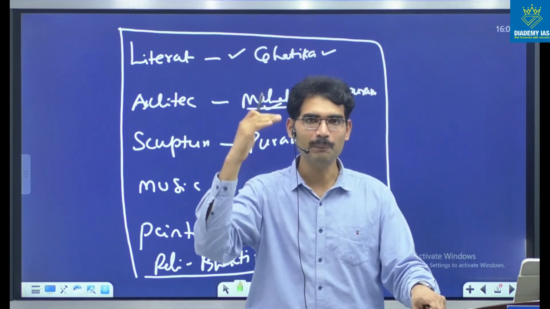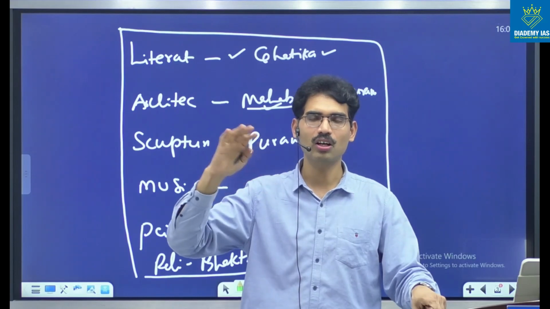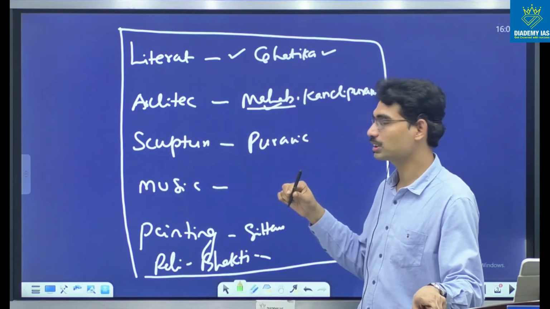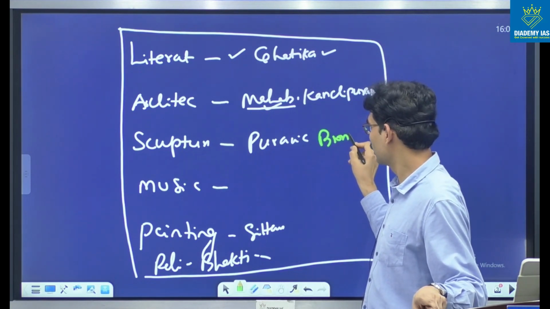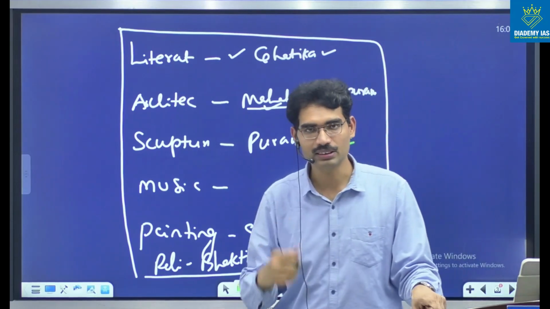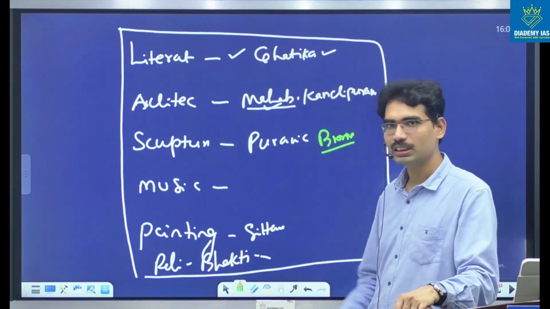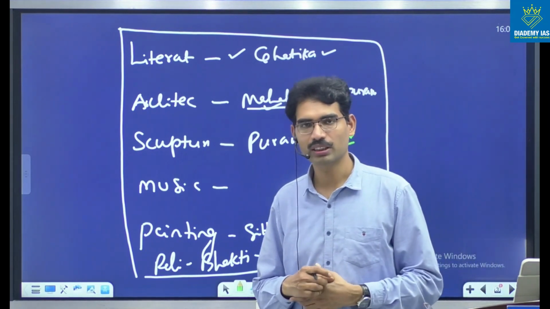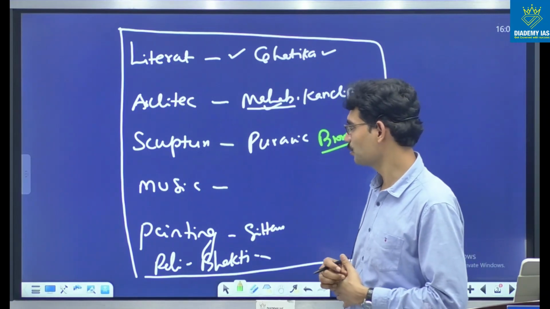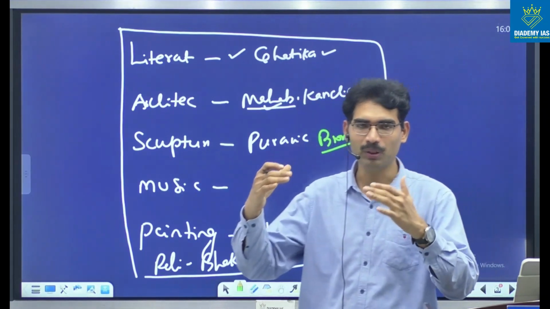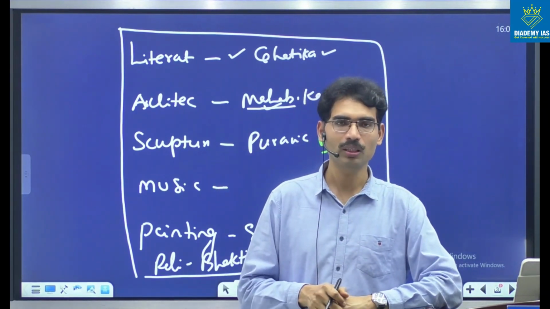Sculpture on the temples: Puranic gods, Hindu gods and goddesses were sculpted very beautifully. Bronze sculpture, the Nataraja sculpture, became another very famous sculpture during this time period, Chola temples. Next, music: they patronized music and dance also, in the temples. Painting: Tanjavur Brihadeshwara temple had beautiful paintings also.